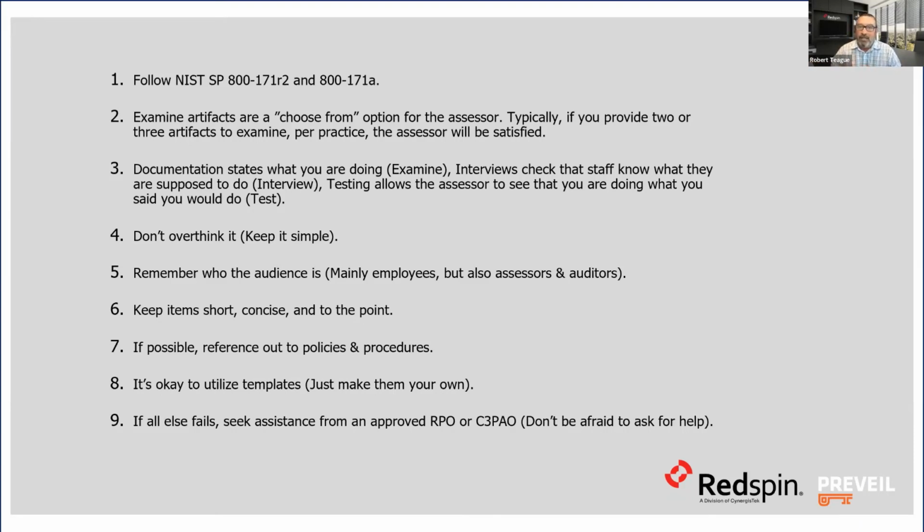The main thing and last thing for you is don't be afraid to ask for help. There's all kinds of folks out there that can assist you, but you've got to be careful who you go to for that assistance. All right. The C3PAOs are authorized. They are full of provisional assessors that know what they're looking for, have been through an audit with DIBCAC and can assist you.